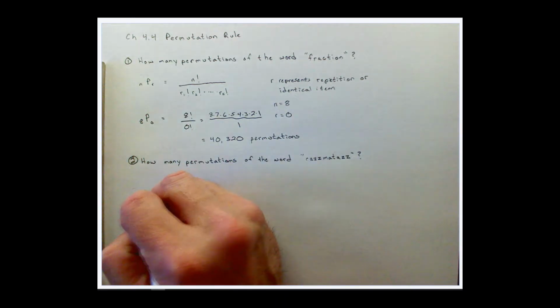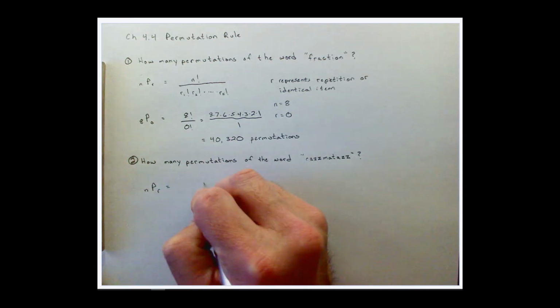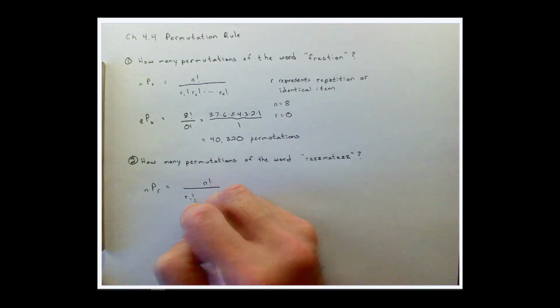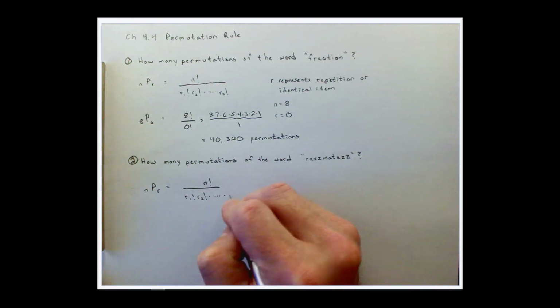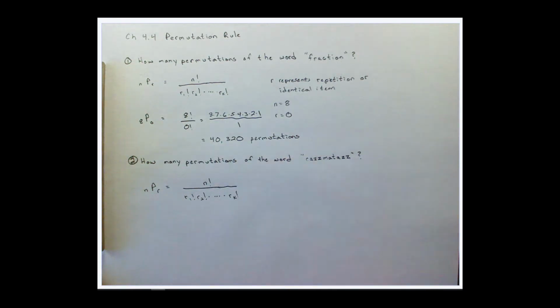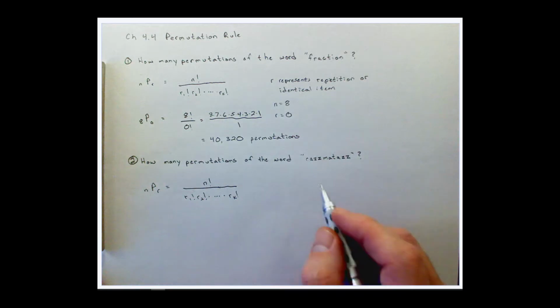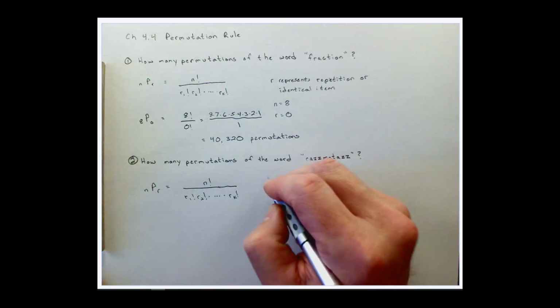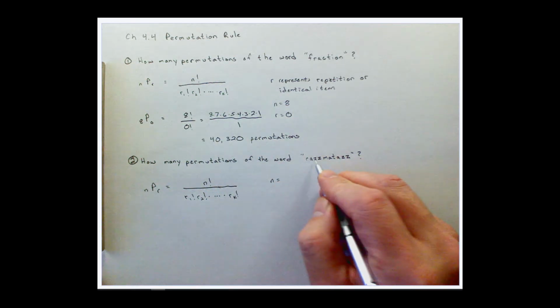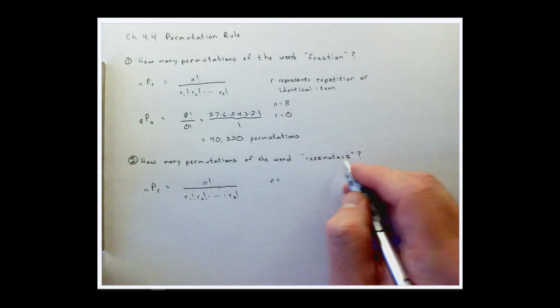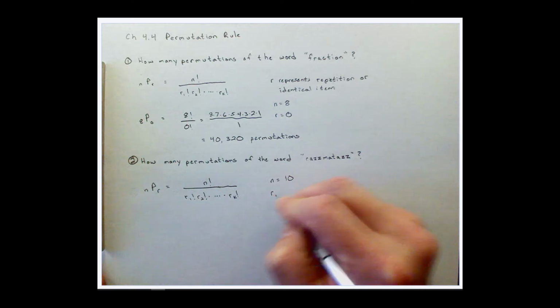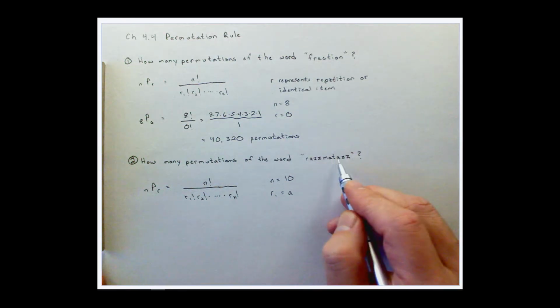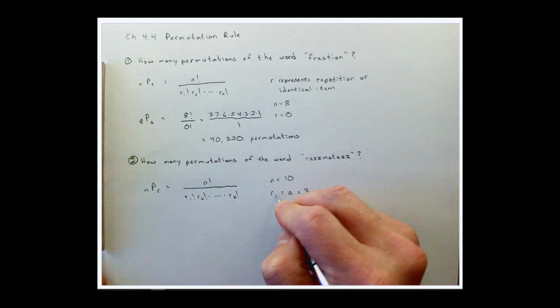I will still use the same formula. In this problem, I'm going to have r values. So first thing I'll do is, what is n? 1, 2, 3, 4, 5, 6, 7, 8, 9, 10. N is 10. And then I'm going to have multiple r values. So r sub 1, I'm going to say let r sub 1 equal a. And I have 1, 2, 3. So r sub 1 is the value of 3.